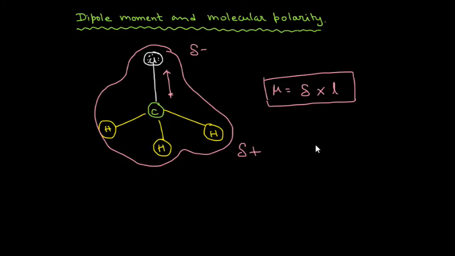The unit of dipole moment is the debye, also denoted by D. 1 debye is equal to 10 to the power minus 18 ESU centimeter. This is the relation.